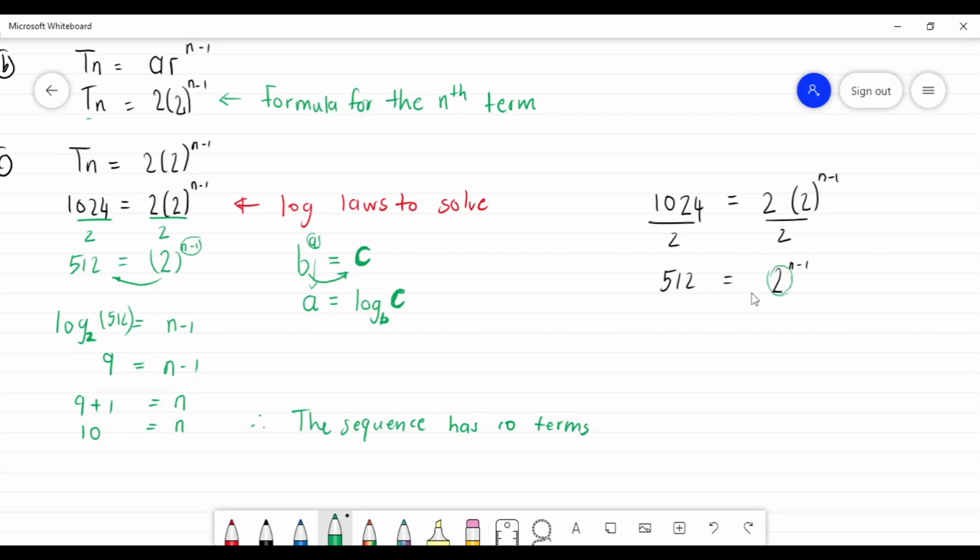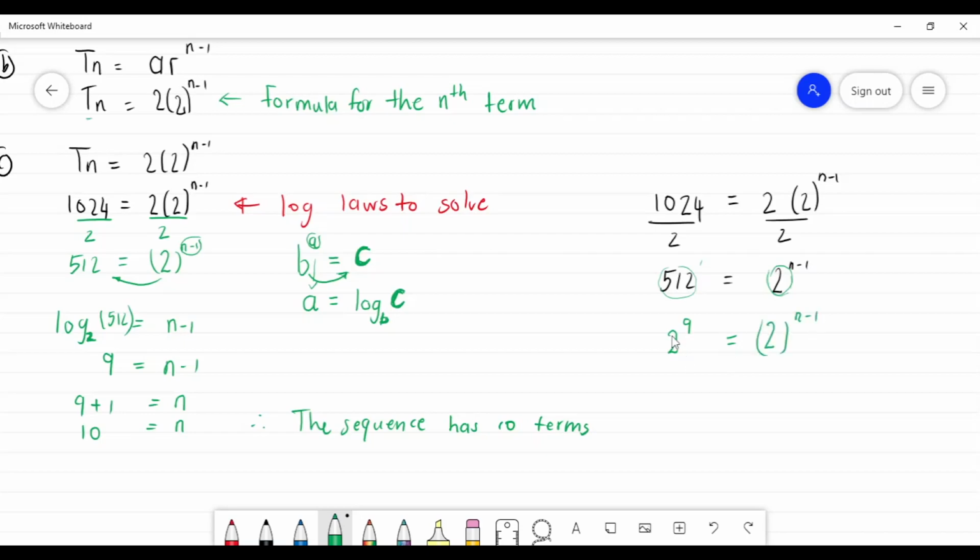So to make this base the same as that base, I need to say 2 to the power of 9. What is 2 to the power of 9, guys? You can check that for me. 2 to the power of 9 is equal to 512. Okay, so already we have the bases the same. And 2 to the power of n minus 1, right?